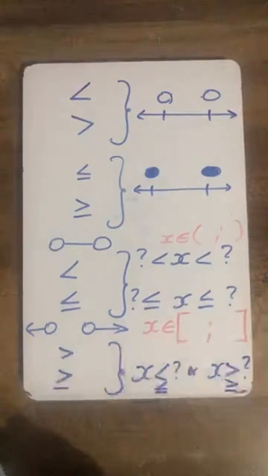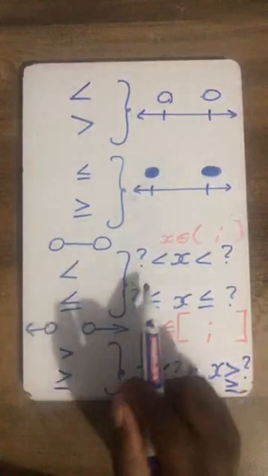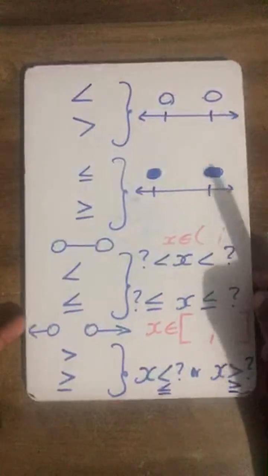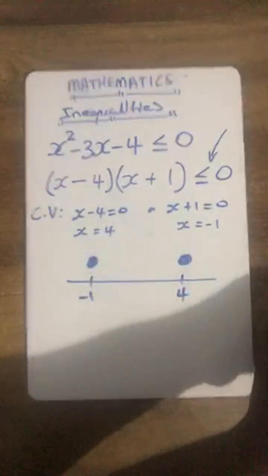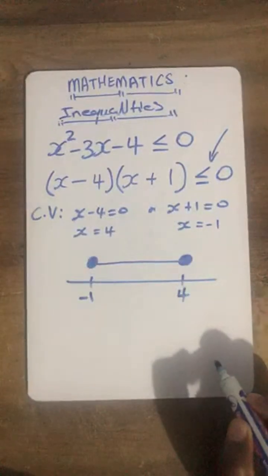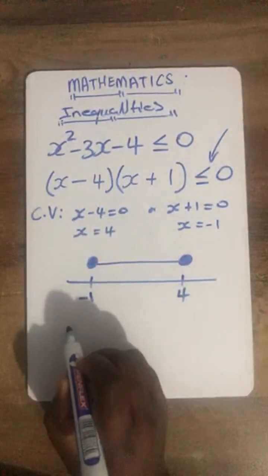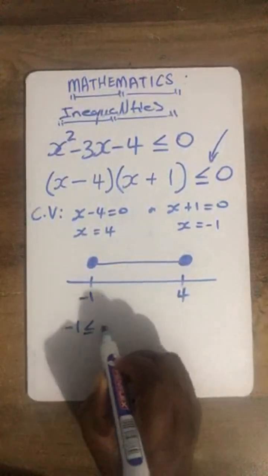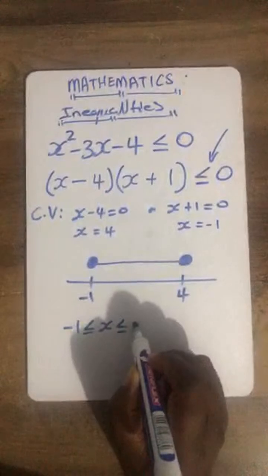And you realize that it is that one of less than. That means for the one for less than, this is how you represent your final answer. So that means it is that one where you join this. And the moment you do that, it means your final answer, you can represent it as negative 1 less than or equal to x, less than or equal to 4.